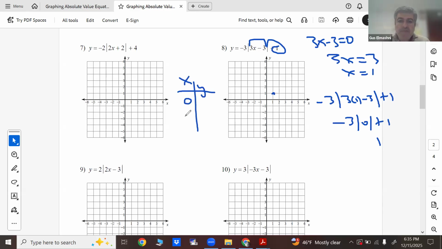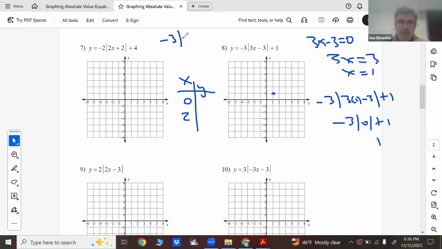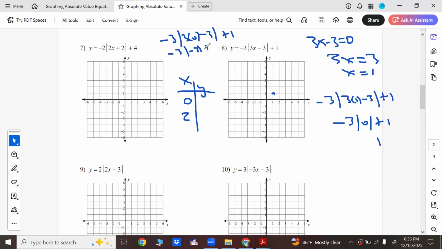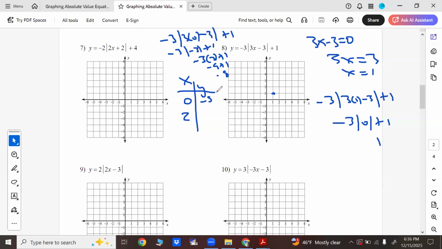We'll plug in 0 and 2, numbers close by. So it's not that much different, just a little funky with the 3x on the inside. If you plug in 0, that's going to be -3 times the outside -3, which I know is 3. -3 times 3 plus 1. -9 plus 1 is -8. So it's way down here.